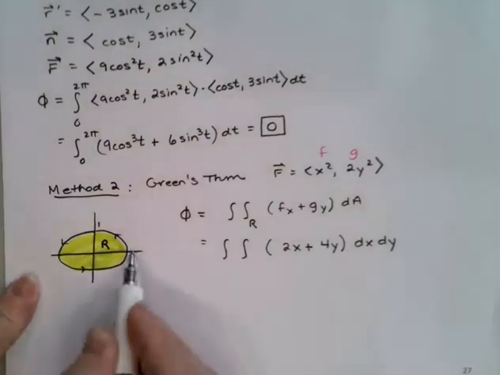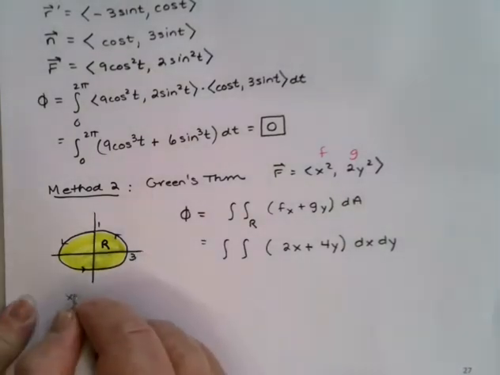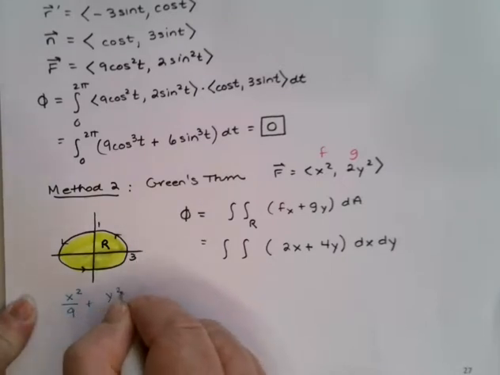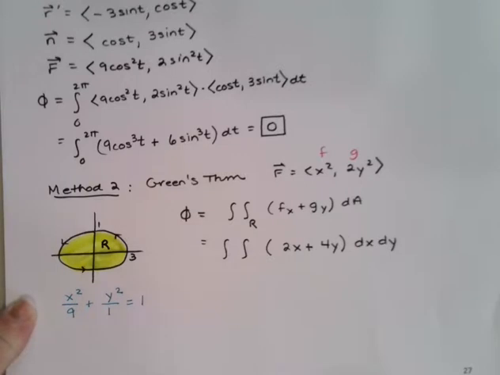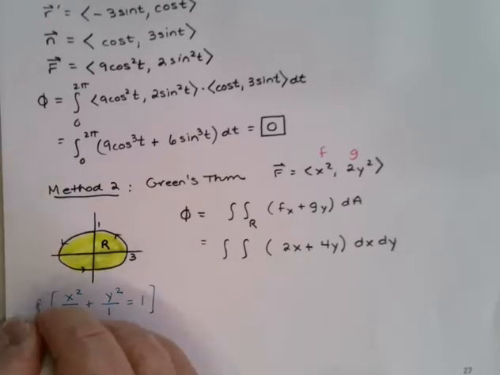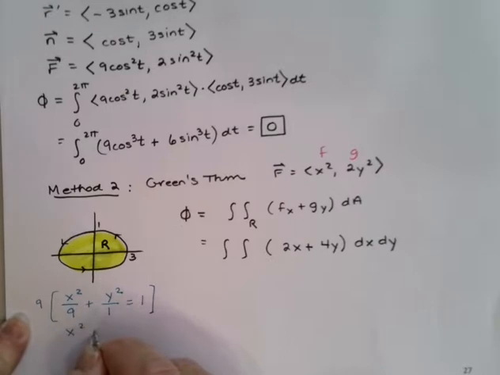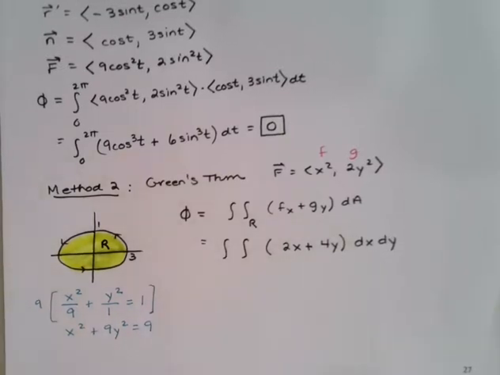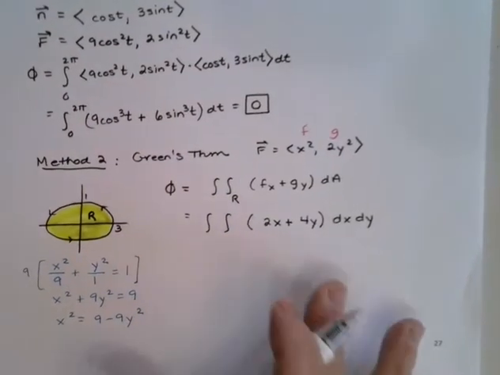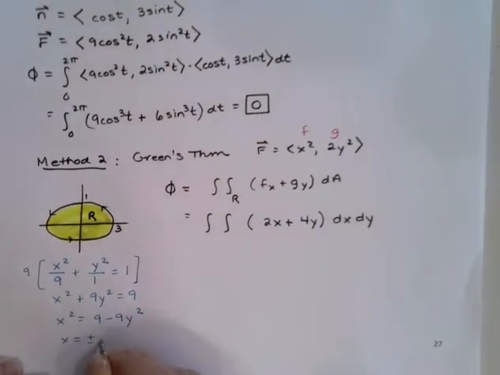I need the equation of this ellipse. It would be x squared divided by 3 squared, or 9, plus y squared over 1 squared, or 1, equals 1. And if I clear my fractions by multiplying through by 9, I have x squared plus 9y squared equals 9. And that's actually why I decided to do dx first. I'm going to solve for x just to avoid fractions. X squared would be 9 minus 9y squared. And that's going to give me x's plus or minus the square root of that.